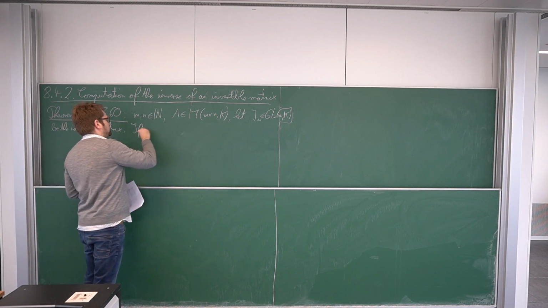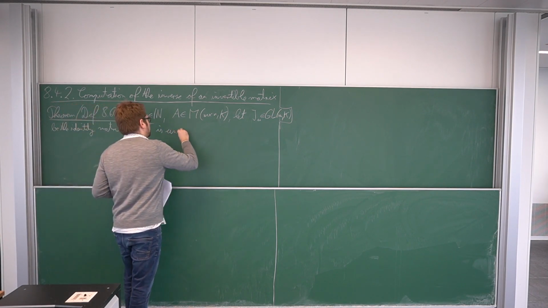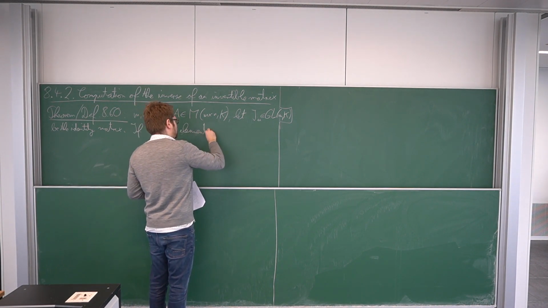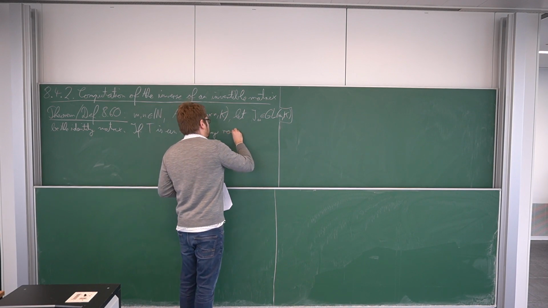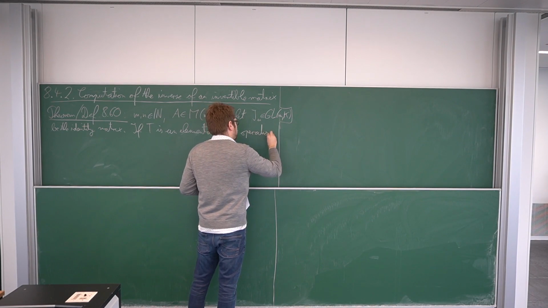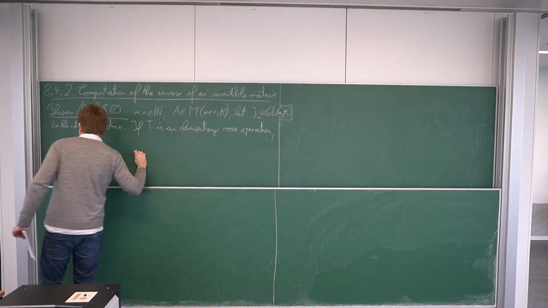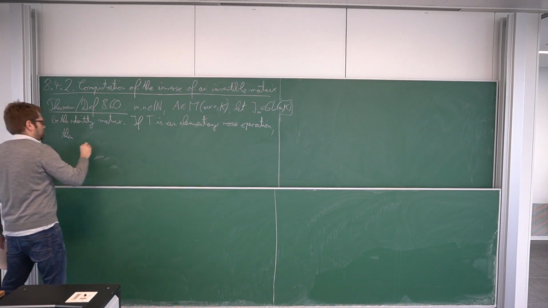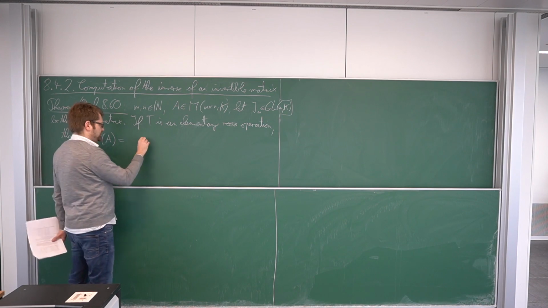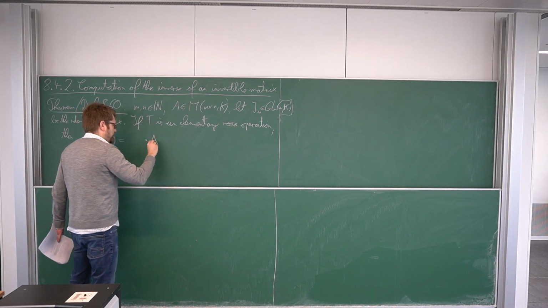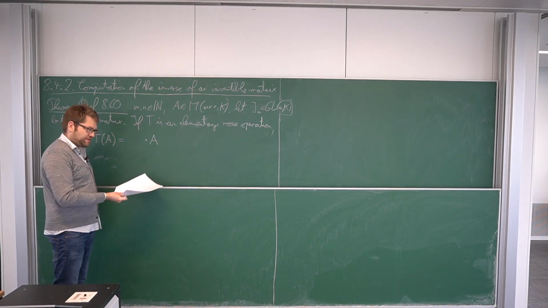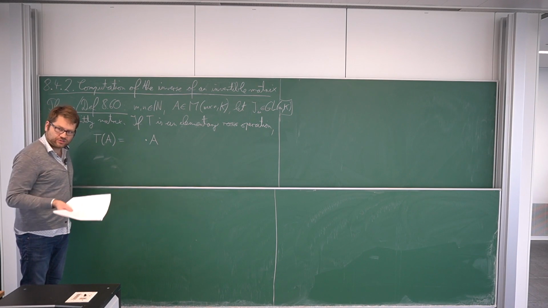Now, if T is an elementary row operation, then you can compute the following. So T of A is given by some matrix times A. And let's think for a moment. So we have an m by n matrix before, and the result must be an m by n matrix again.